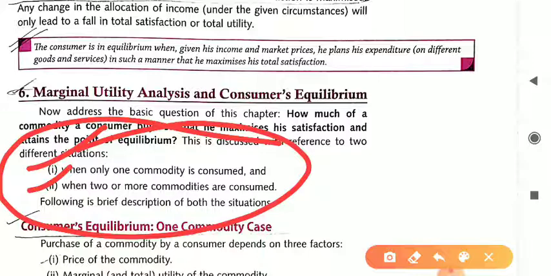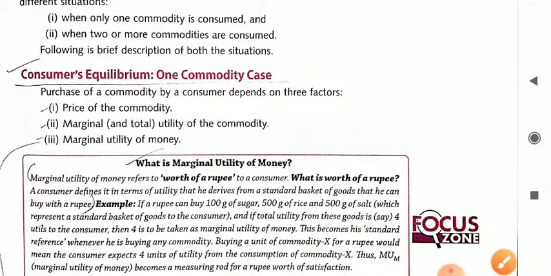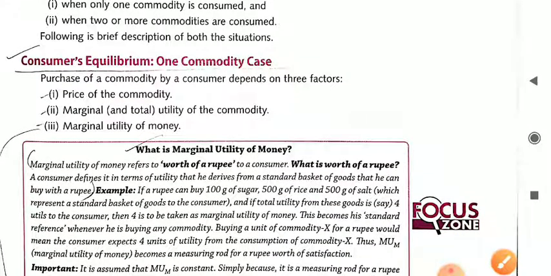Now, in the case of one commodity consumer's equilibrium, as we all know, the purchase of a commodity by a consumer depends on three factors. Now, what commodity he wants to purchase, that purchase depends upon three things. First, the price of the commodity. Second, the marginal utility of the commodity. And third, the marginal utility of money.